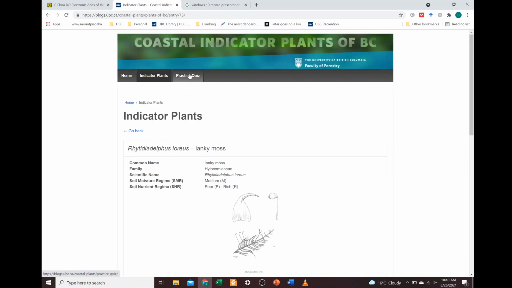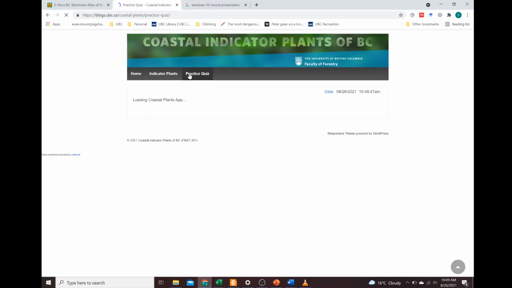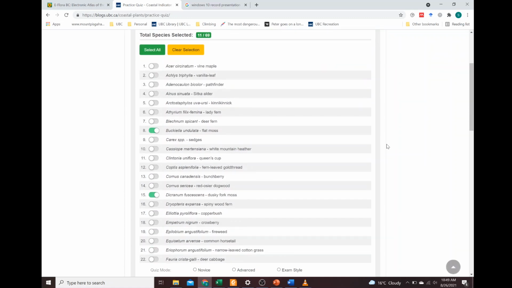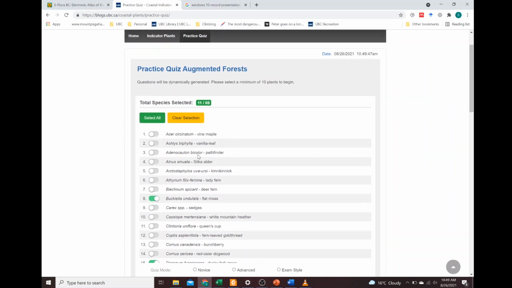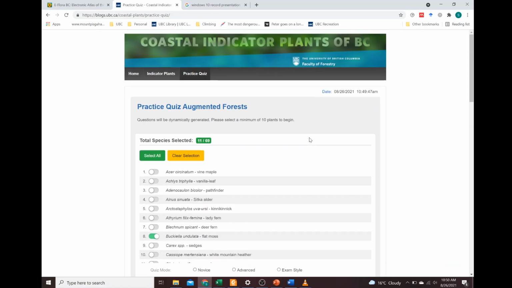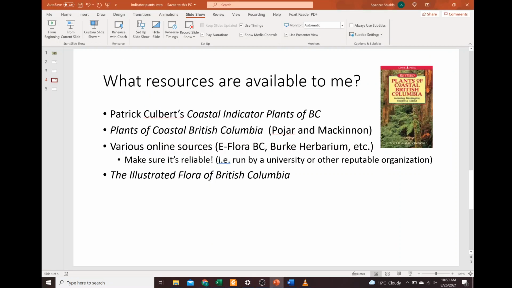There's also these practice quizzes here. So when you are studying for your indicator plants exam or your quizzes, these are going to be your best friends. So you can select a whole bunch of different plants that you want to quiz yourself on. Select the difficulty. Exam style is my favorite, and then you can go ahead with that. So that is a very important site for you to know about.